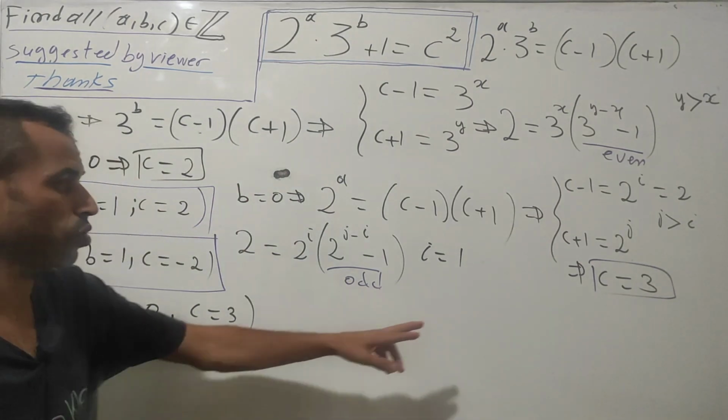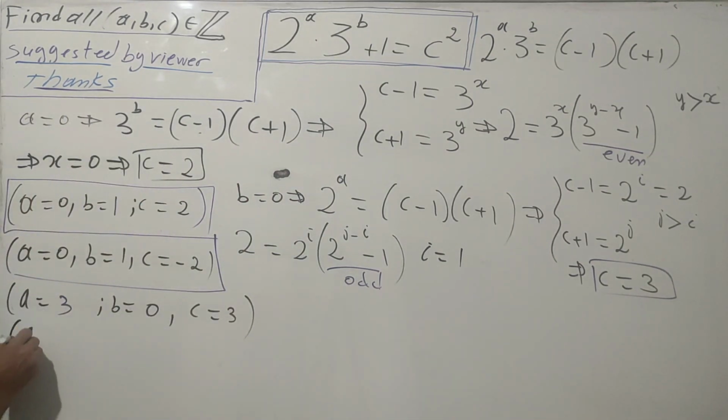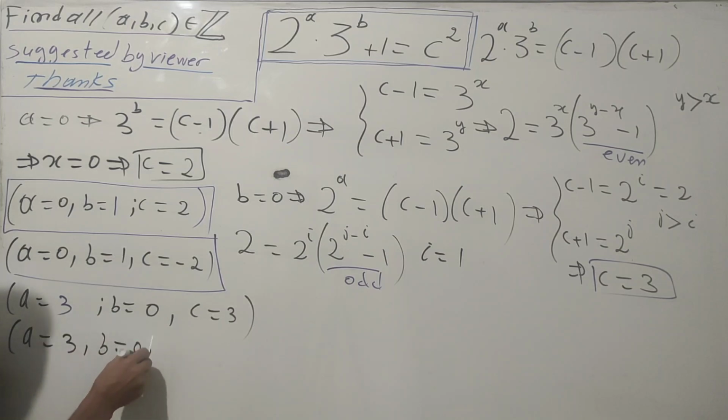By taking the negative solution, I also get another solution: a equals 3, b equals 0, and c equals minus 3.